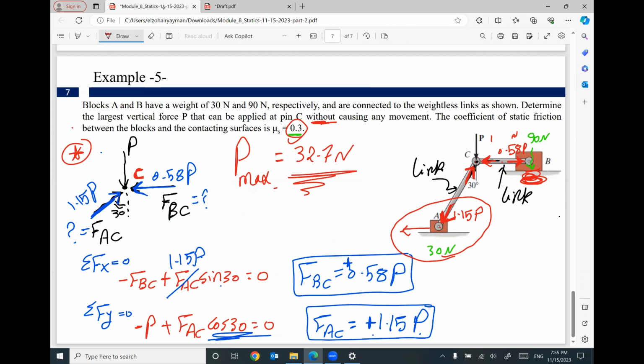So I have two values. One will satisfy block A and one will satisfy block B. I'm going to use the force that will satisfy both of them, which is the minimum value. This minimum value is called the maximum value that can be applied without movement. That makes sense?